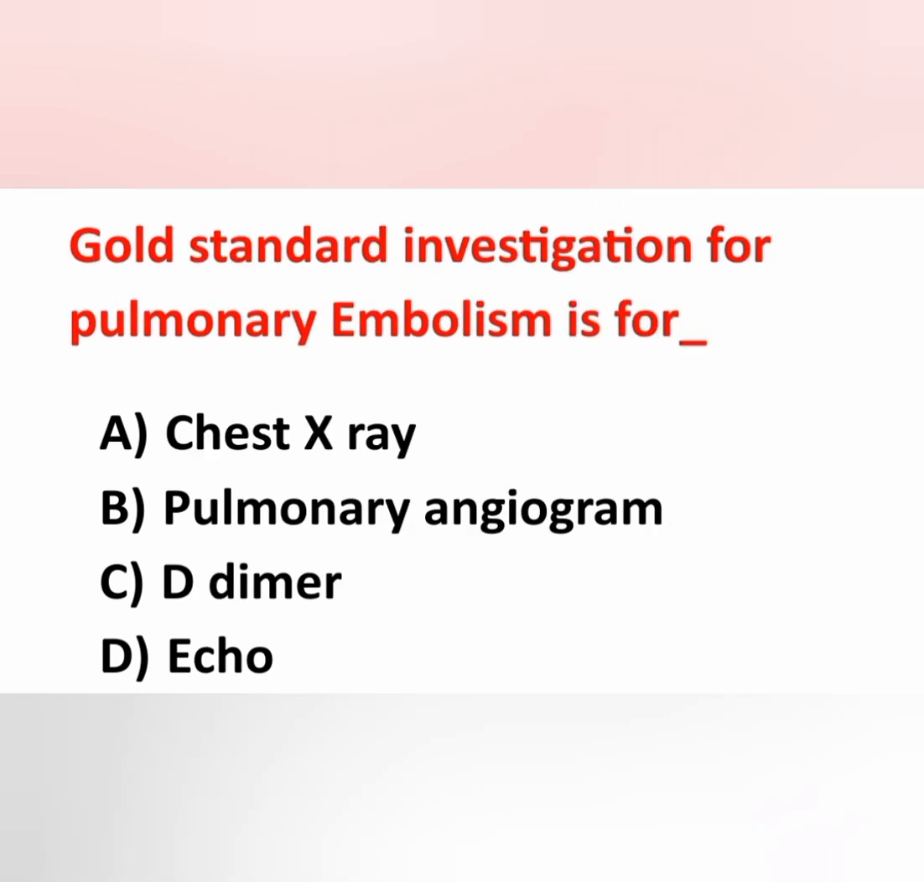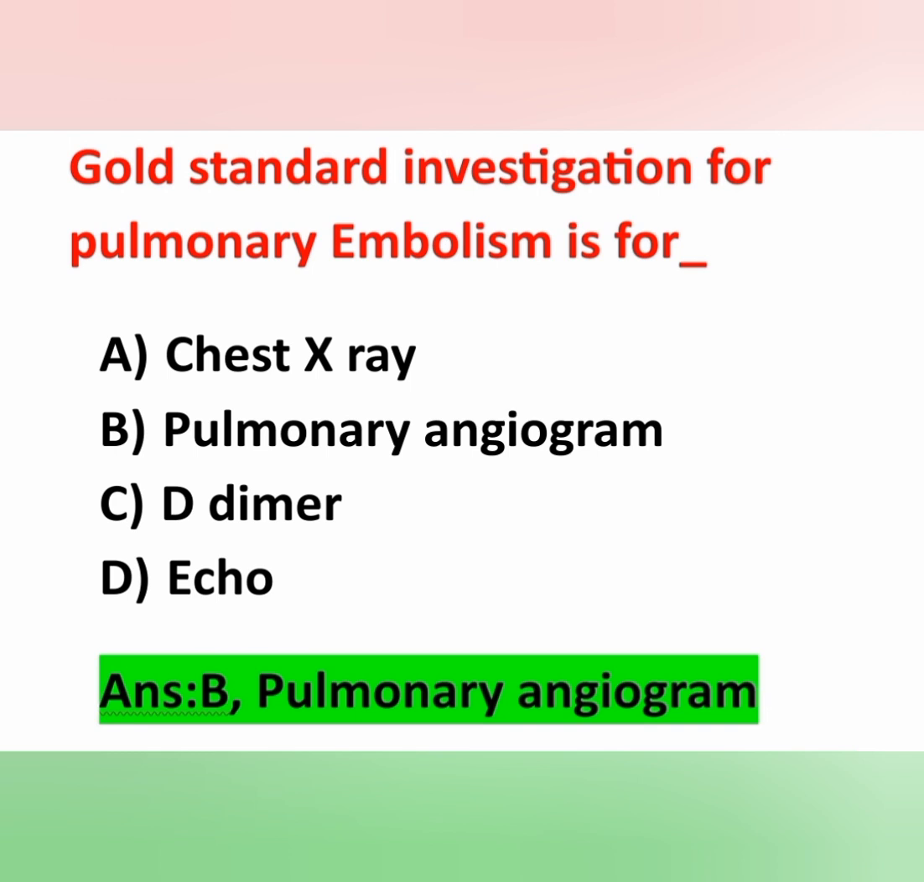Option D. And the next question: the gold standard investigation for pulmonary embolism is? Option A, chest x-ray; option B, pulmonary angiogram; option C, D-dimer; and option D, echo. The gold standard investigation is pulmonary angiogram. Option B is the correct answer. Pulmonary embolism means a blood clot in the pulmonary artery, so to find that out we do a pulmonary angiogram. This is usually a dye-based test.